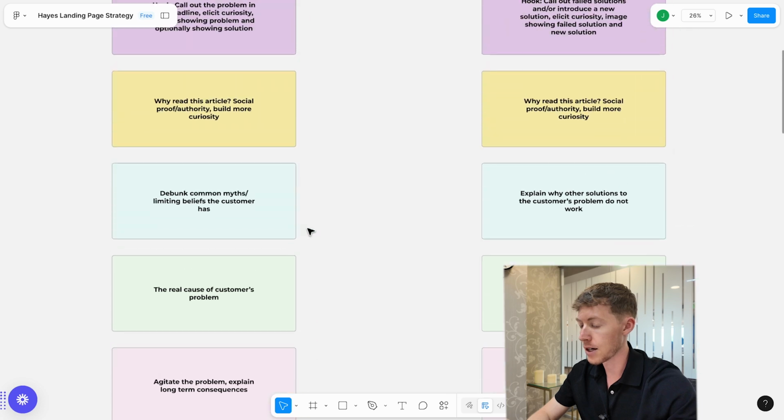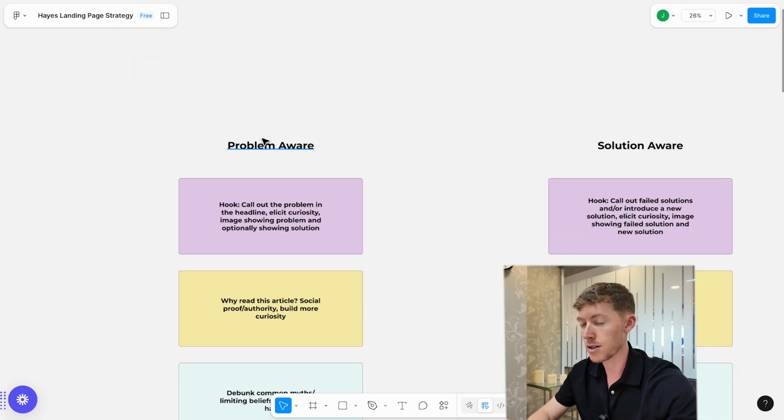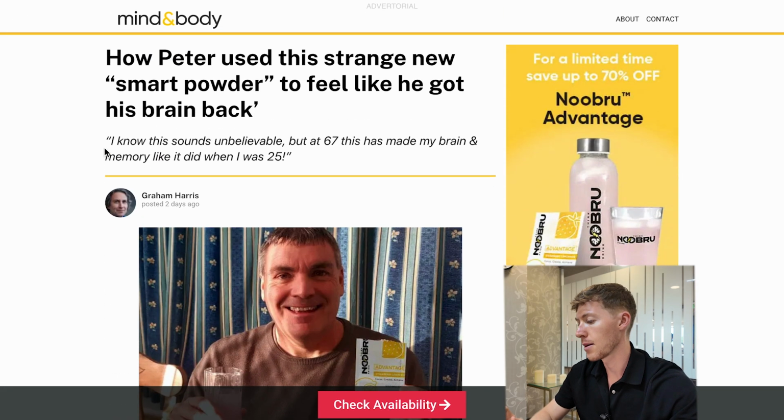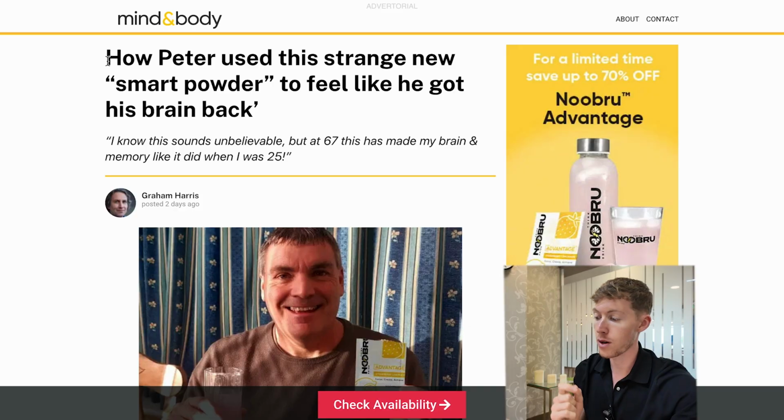The important thing is that you understand the stage of market awareness that you're speaking to, because depending on that, you're going to take a very different approach to your advertorial. The headlines are going to be different, the subheadlines are going to be different, and even the way you lead into the advertorial is going to be different, okay? So you want to make sure you have the stage of market awareness dialed in, and you also want to make sure that you have a specific angle that you're going after, right? This one is very focused around memory.